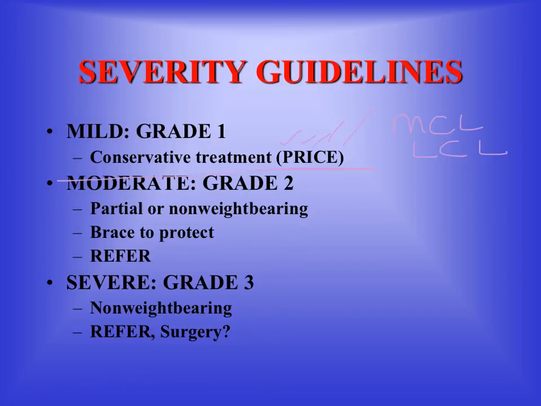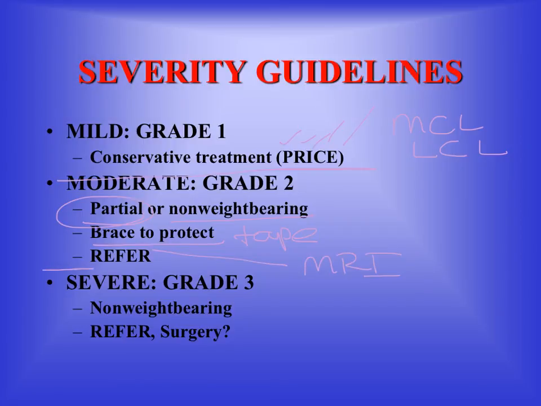For a moderate grade 2, the patient probably has to be non-weight bearing or partial weight bearing. By partial, that means walking with crutches or walking with a cane. We're definitely going to brace them and or tape them, okay? To protect them during practice and competition. And if the knee is really unstable, the swelling does not reduce itself after about a week and the pain continues to stay the same, we're going to refer for an MRI.